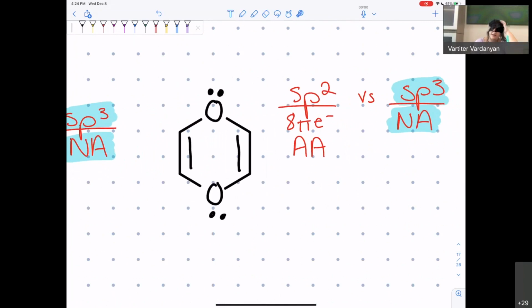This one has 2 oxygens. They're both single bonded. Therefore, they have to both be sp2 or both be sp3. If they're both sp3, it's going to be non-aromatic. If they're both sp2, we have 2, 4, 6, 8 electrons, which would be anti-aromatic. So we choose sp3.